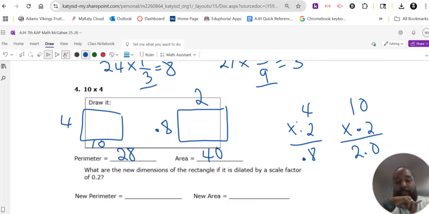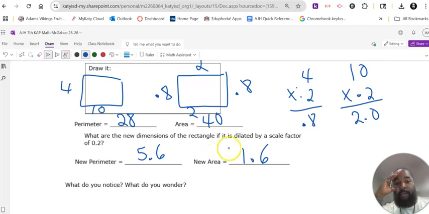Okay, so then if I were to multiply this out, I have a perimeter of 2 plus 0.8 plus 2 plus 0.8. So that's 4 plus 1.6, which would be 5.6. Okay, and then we have the area, which would be 0.8 times 2, which would be 1.6. So that's interesting too. So that means that our area is much smaller once again.